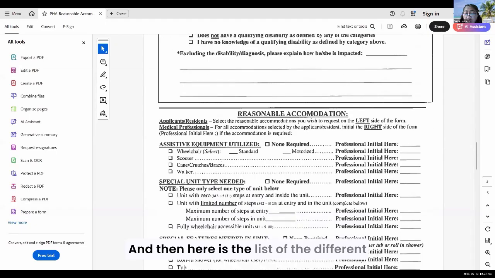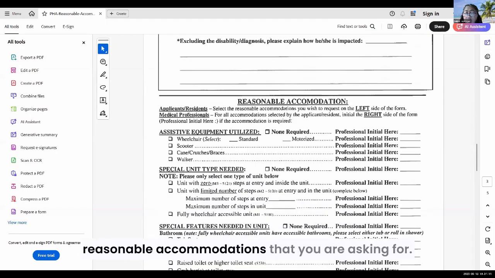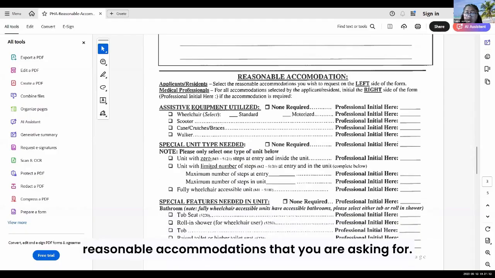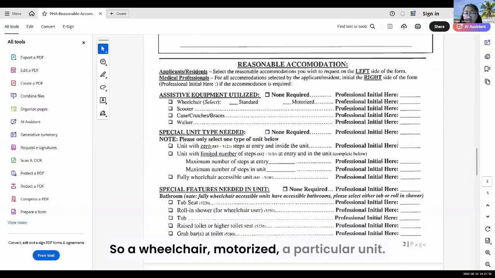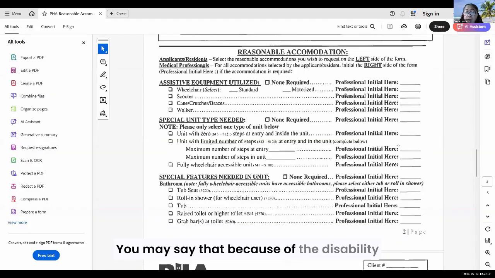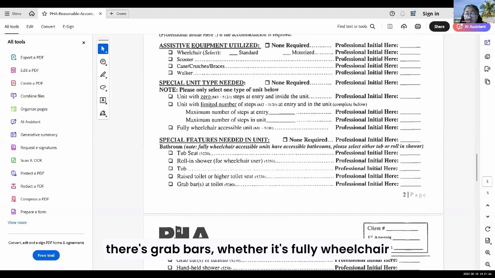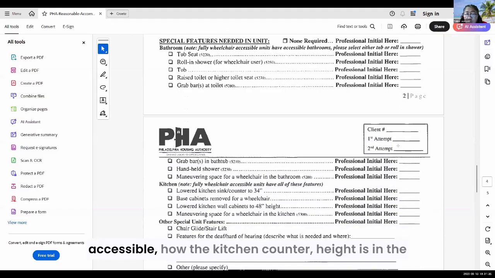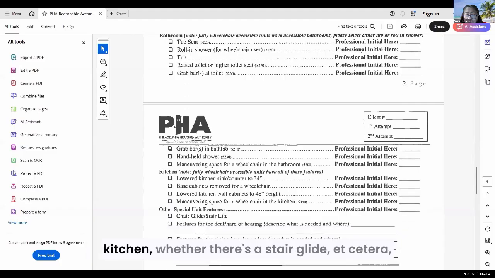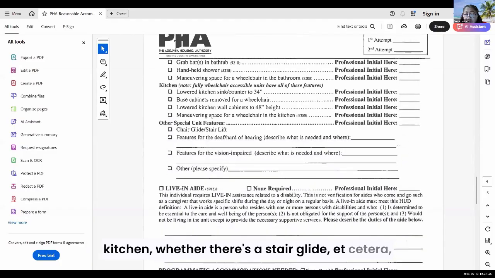And then here is the list of the different reasonable accommodations that you are asking for. So a wheelchair, motorized, a particular unit. You may say that because of the disability that the person has, there may be a certain number of steps or lack thereof in terms of steps. If there's a roll-in shower, if there's grab bars, whether it's fully wheelchair accessible, how the kitchen counter height is in the kitchen, whether there's a stair glide, etc.